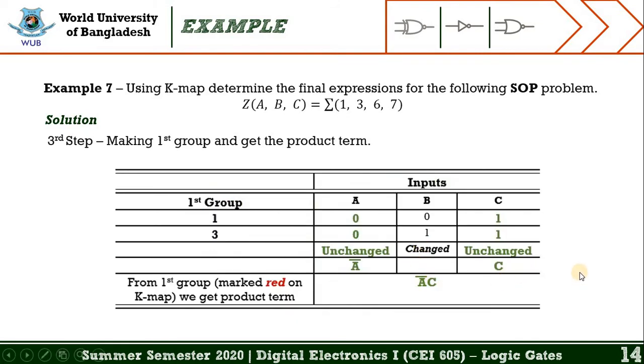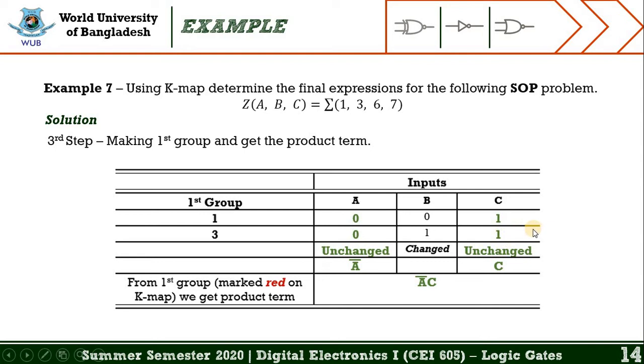Third step is making the first group. Since we get 2 groups in the previous slide, we need the Boolean expression from the grouping. So the third step is making the first group and getting the product term. Since this problem is a sum of products, we need the product term. The first group is between 1 and 3, where 1 represents 001 and 3 represents 011.